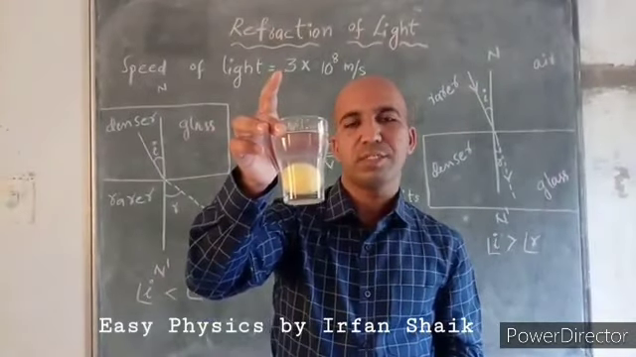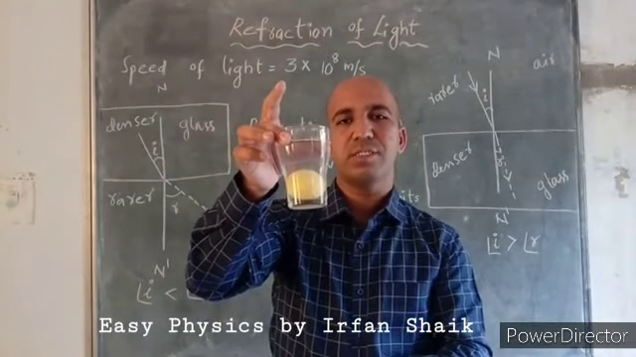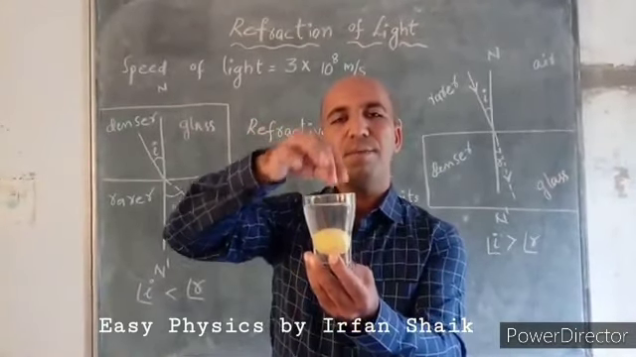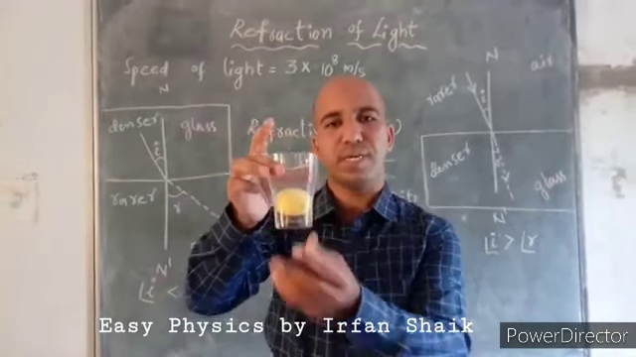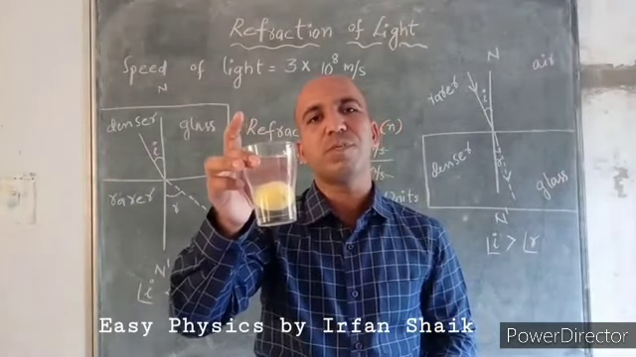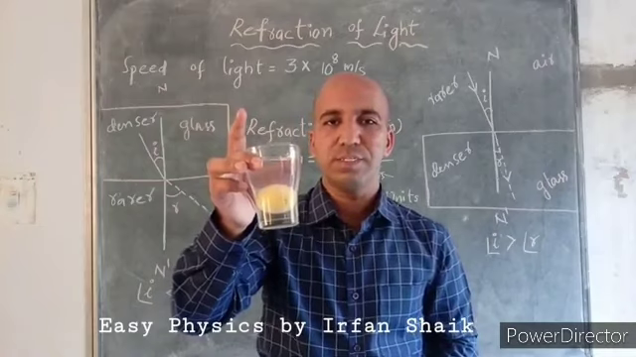Now in this class we are going to discuss why this is happening. Why some objects are looking bigger than their original size. Why the light ray bends. So these are the topics we are going to discuss in this class.